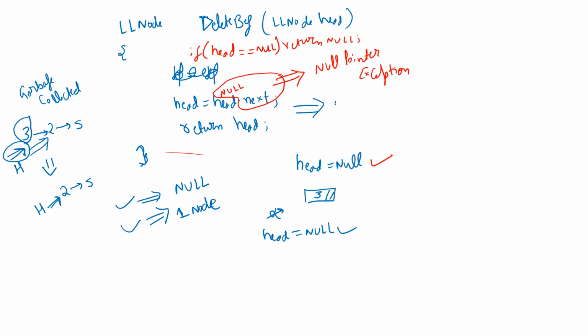Talking about time complexity and space complexity, time complexity is order of one because you're not doing much over here, and it does not depend on the number of nodes. Space complexity is again order of one, no new space created. Good. Good simple programs.